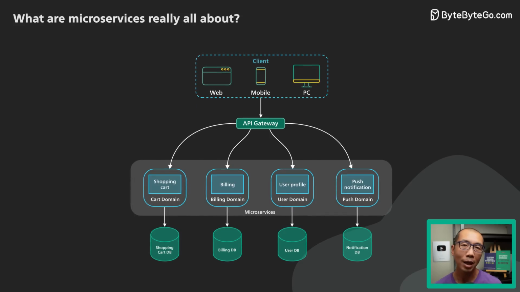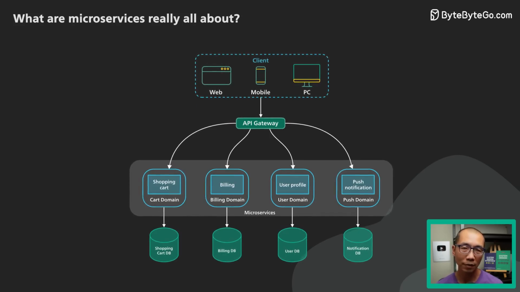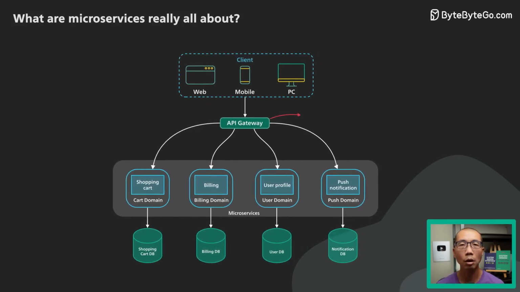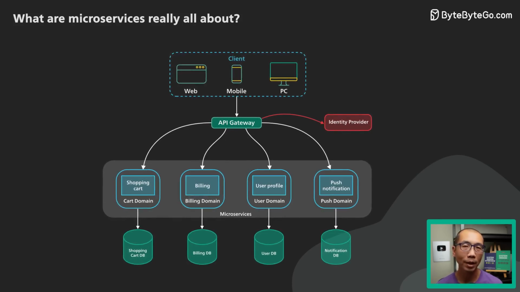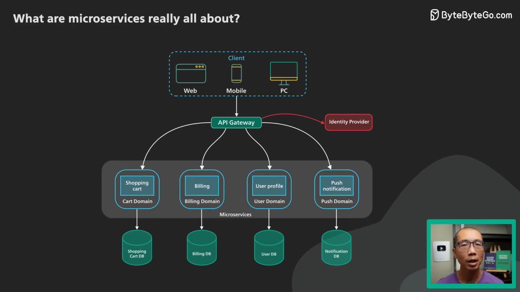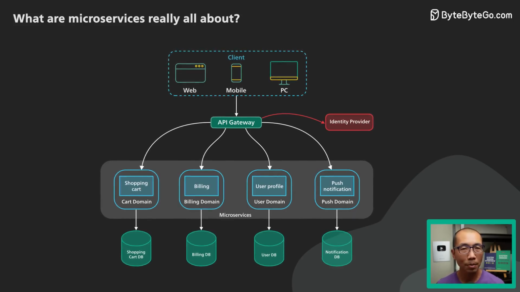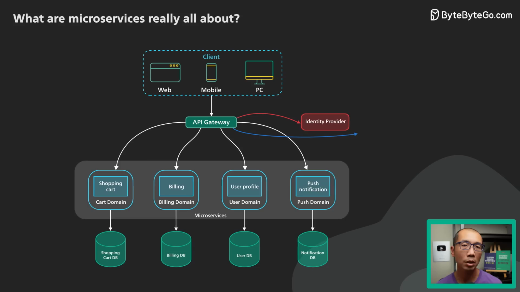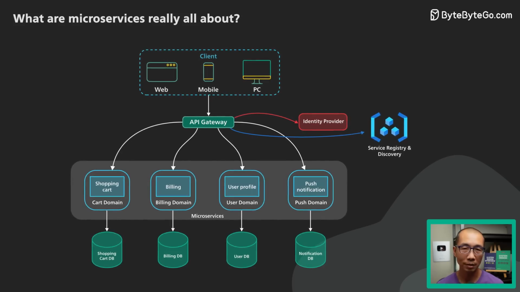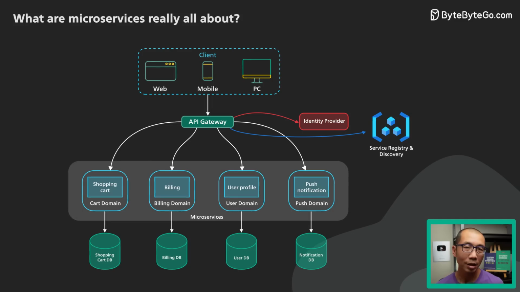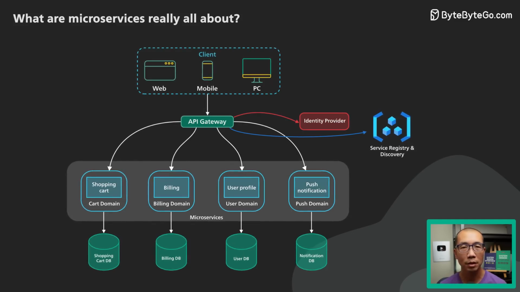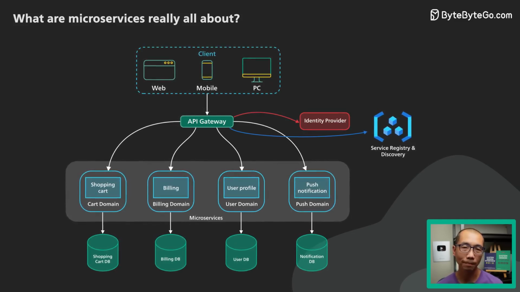The API gateway relies on an identity provider service to handle the authentication and authorization of each request coming through the API gateway. To locate a service to route an incoming request to, the API gateway consults a service registry and discovery service. Microservices register with this service registry and discover the location of other microservices through the discovery service.